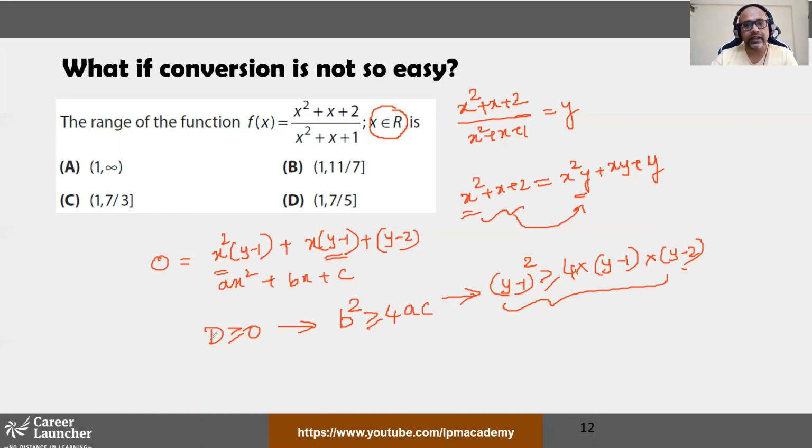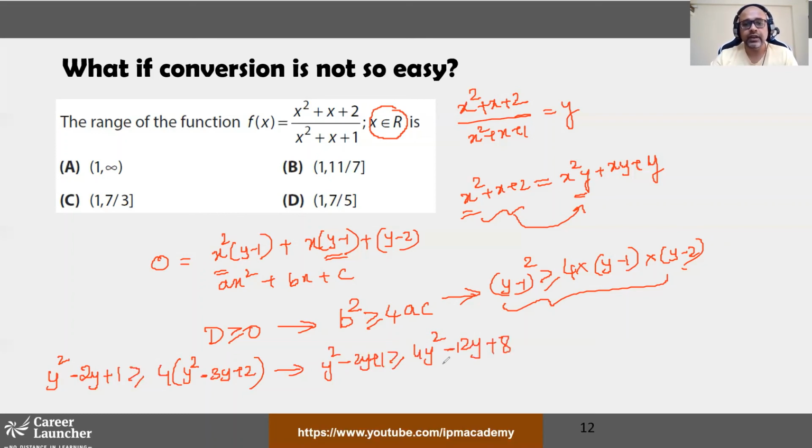So I will get y square minus 2y plus 1 greater than or equal to 4 times y square minus 3y plus 2. And this gives me y square minus 2y plus 1 greater than or equal to 4y square minus 12y plus 8. Now I will put everything to the right hand side.